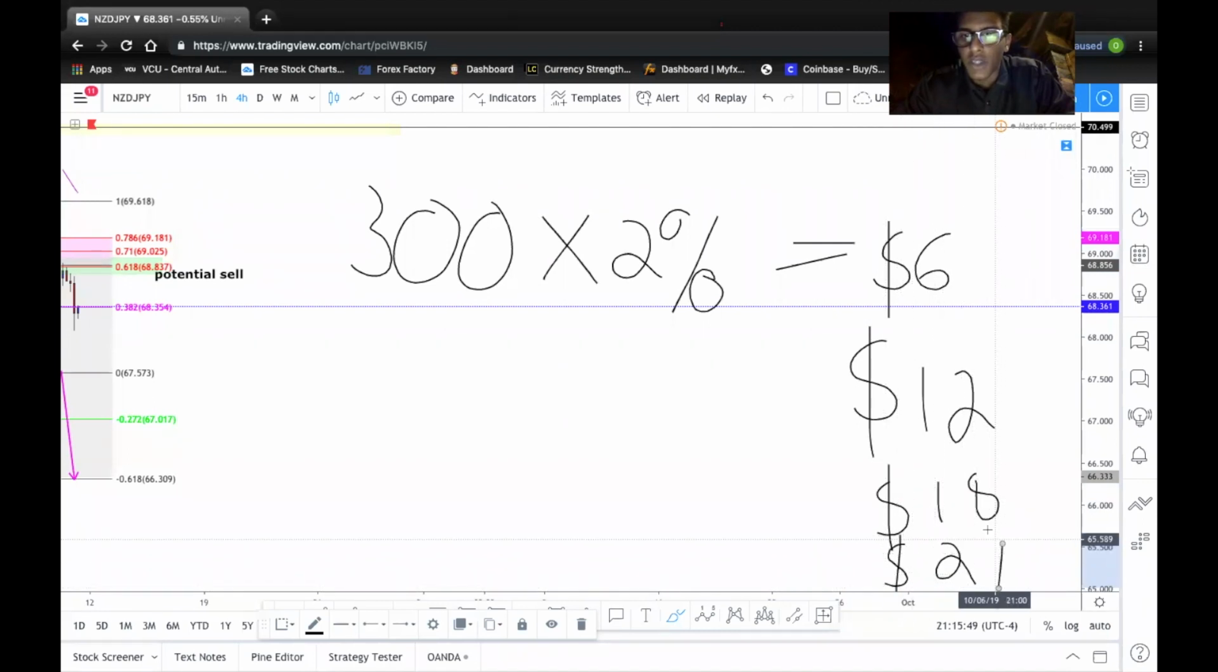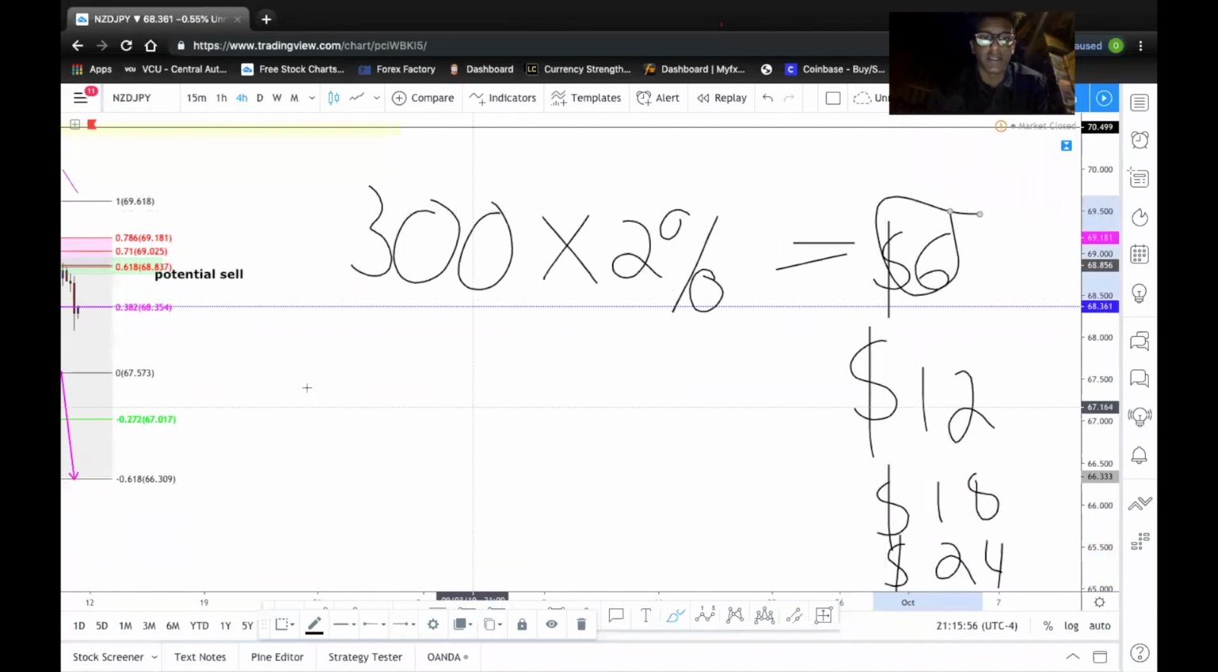Awesome. All right, so what does this mean? We should be risking $6 on every trade. There are two ways of doing this, and that goes with the pips and the lots.